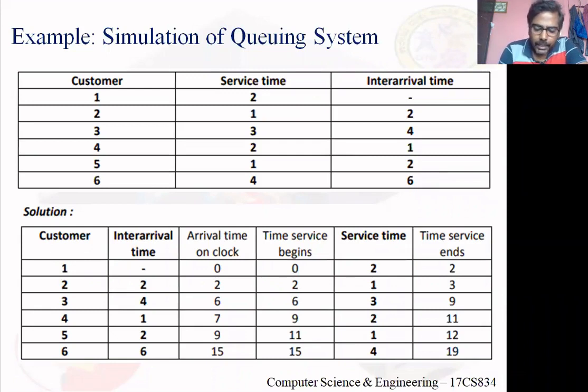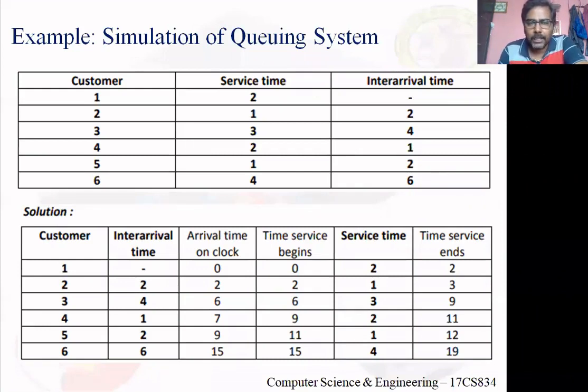At time 0, the server is idle, so service will begin immediately. The first customer's service begins at time 0. The service time for the first customer is 2, so the service requires 2 minutes. When will service end? At time 2. Clear?